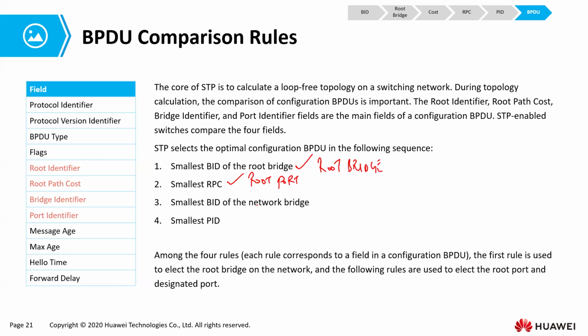Then we have this one, which will be used to elect the designated ports. The last one, smallest port ID, is used as a tiebreaker, usually to determine the blocked port. This is best explained using an example, which I think we're going to get. But basically, these are the rules. We compare the BIDs, we compare the RPCs, and then we also compare the PIDs.